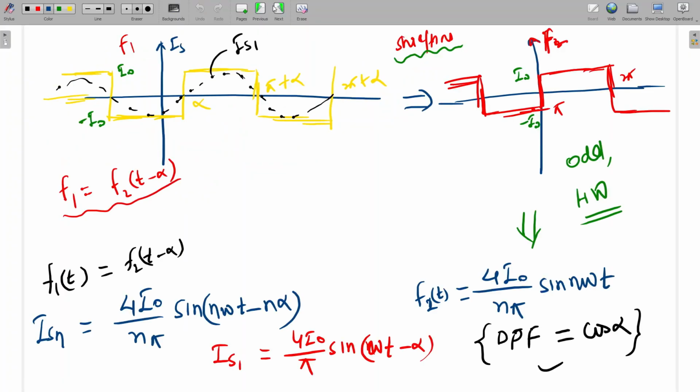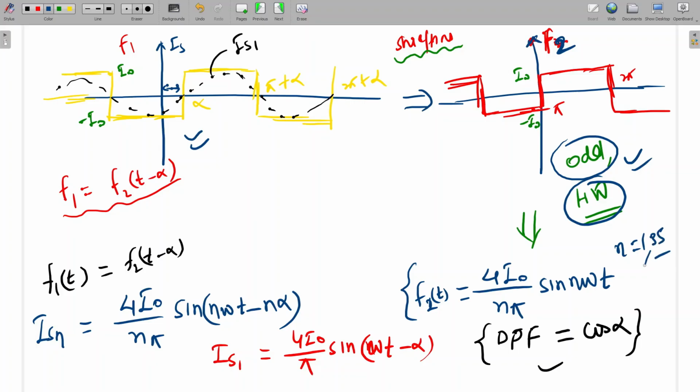So for Fourier analysis, what I told, this is the waveform. The waveform is neither even nor odd. Symmetry is not there, so we will first make it symmetric. I am shifting this waveform here by alpha. This is the shifted waveform, F2. F2 is similar to our first waveform. This is odd and half wave symmetry is there. So what will be the Fourier series for this one? 4 I naught by n pi sin n omega t, n equal to 1, 3, 5. So after shifting we have calculated.